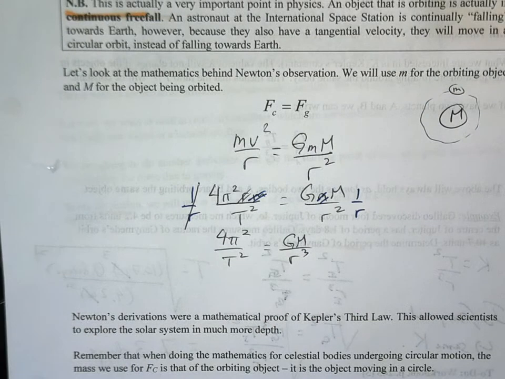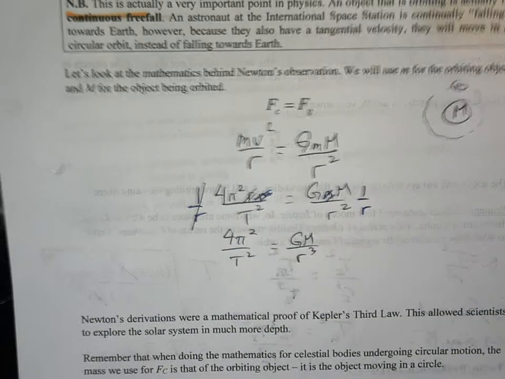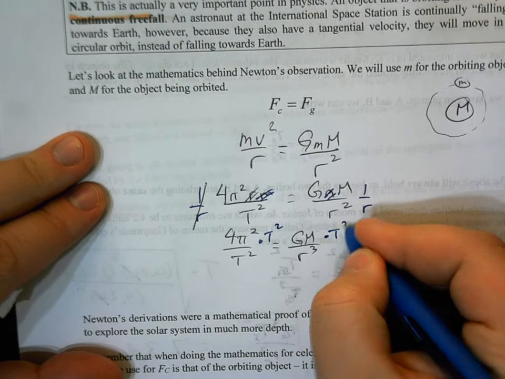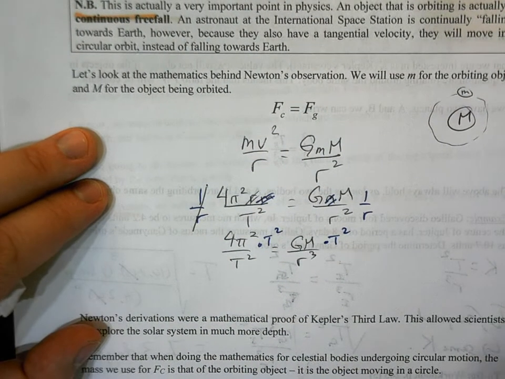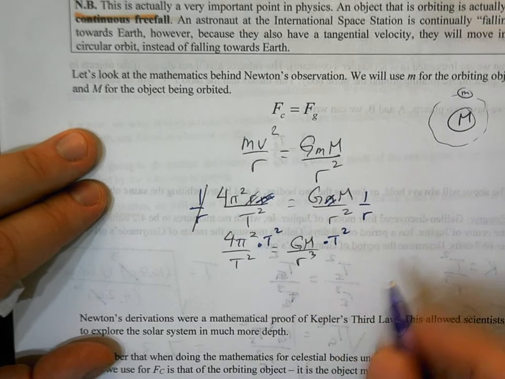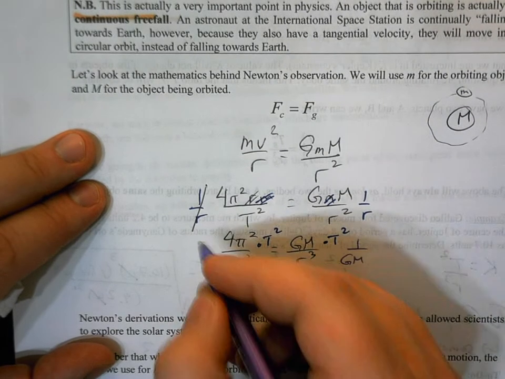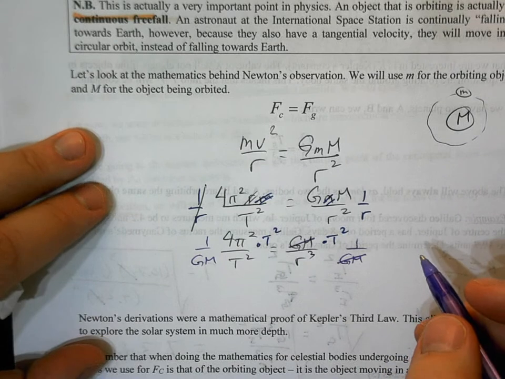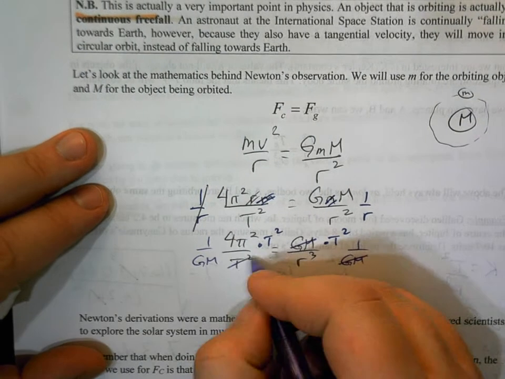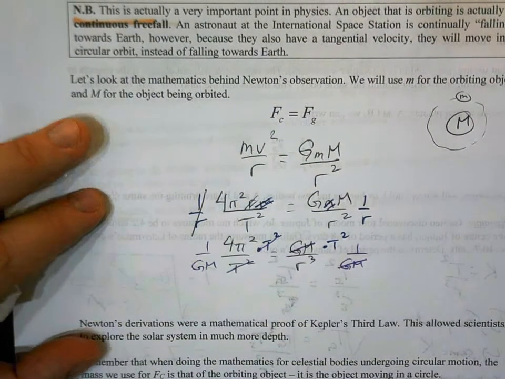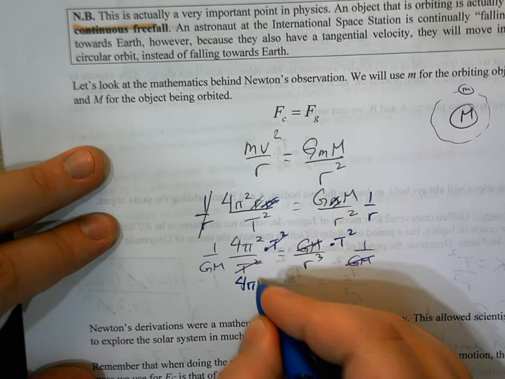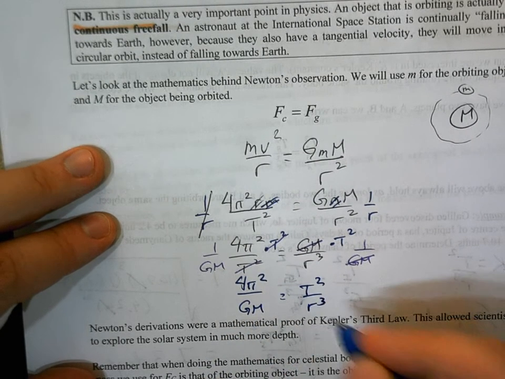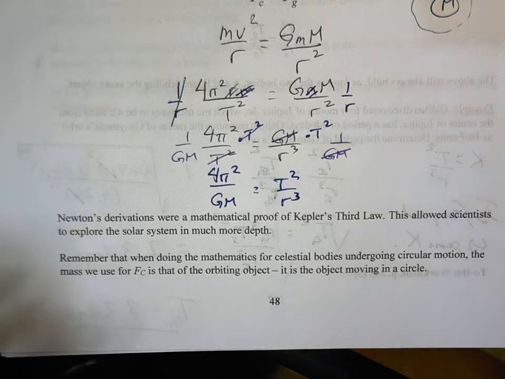So the last thing I'd like to do is move this T squared to the other side. So I'm going to multiply both sides by T squared. And at the same time, I'm combining steps. I'm also going to divide both sides by GM, because I want this GM to be canceled here, and I want this T squared to be canceled. So I have a lot of a mess here, but I have this 4 pi squared over GM on the left, and I have this T squared over r cubed.